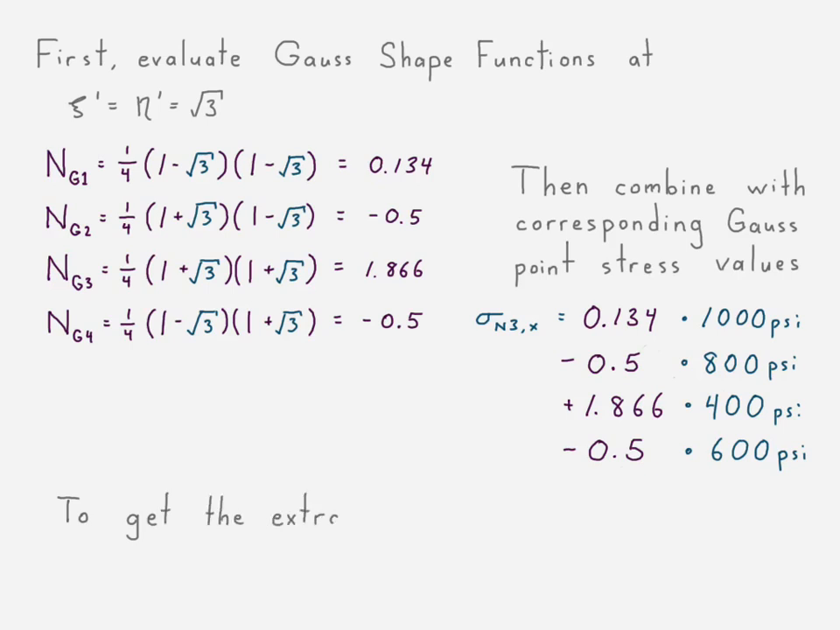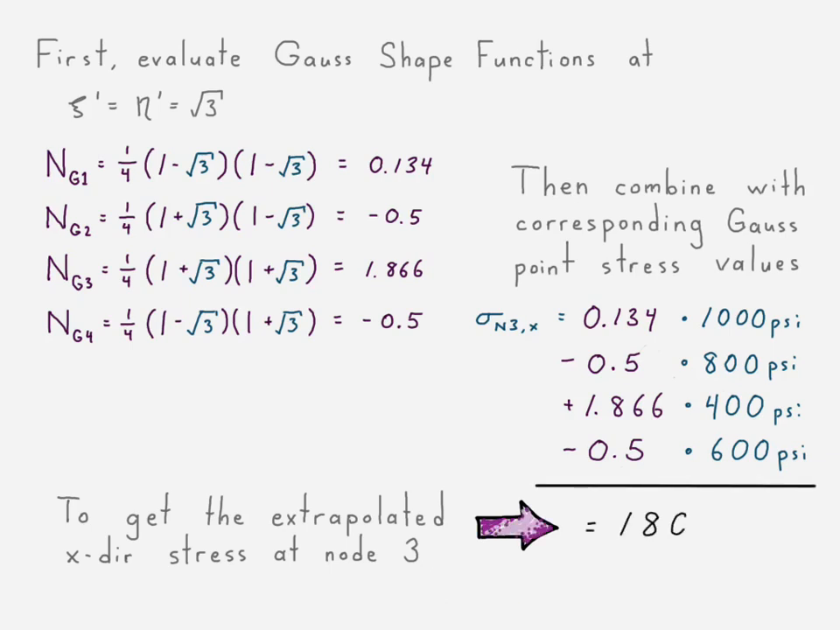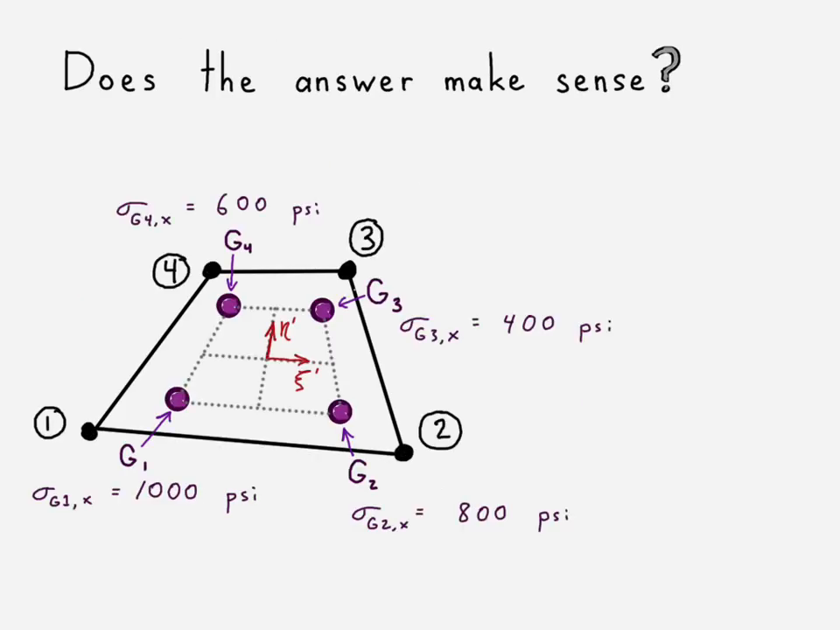and we'll solve. There we go. Spent probably too much time coloring that. Solve for that, get 180 psi. Okay, let's see, does that make sense? And the question is, does that make sense? We'll draw out our values here. These are the original values of the stress in the x direction at each of those Gauss points. We find that that's 180 psi.